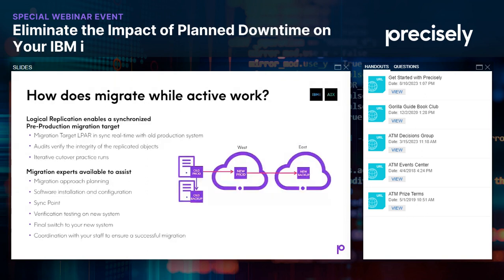So again, how does it work in summary? We replicate in real time from the old production system to your new production system. We run the audits as part of this process to ensure your data integrity is fine. And we do that right before the cutover runs, which is our recommendation, multiple times actually, with the audits to ensure your data integrity is there, right? We are here to help you assist with that, right? Migrations is what we do.